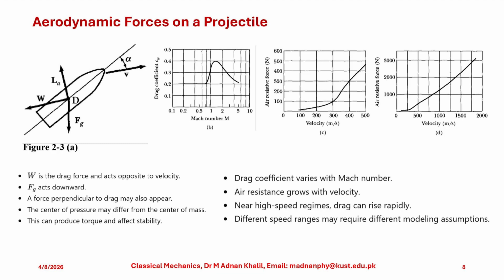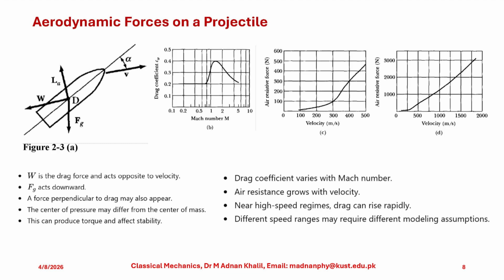The point marked as D is related to the center of pressure, such that if the center of pressure does not coincide with the center of mass, then a torque can be produced, which affects the stability of the projectile. So the figure is not only about force magnitudes, it is about rotational effects as well.